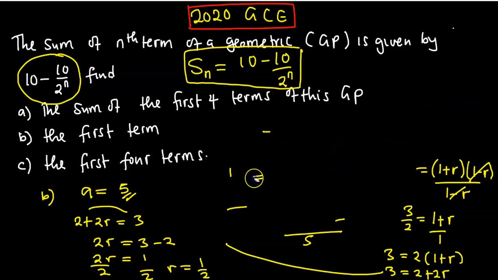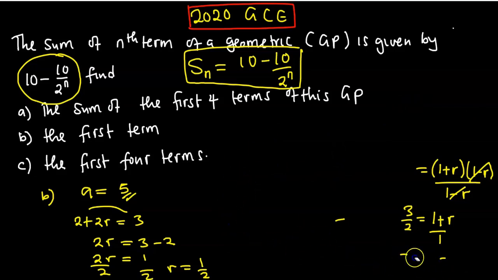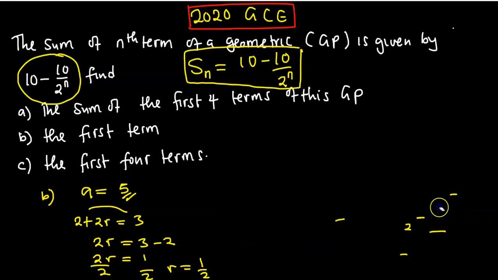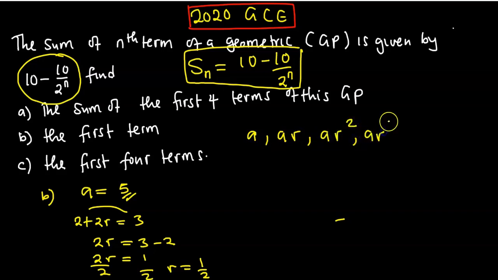So here you remember what I told you. You remember what I said? For you to find the first term, it's going to be like this: first term, then first term times common ratio, then first term times common ratio squared, so up to the fourth term. This is how it's going to be. So we have the first term. The first term is 5 multiplied by 1 over 2.